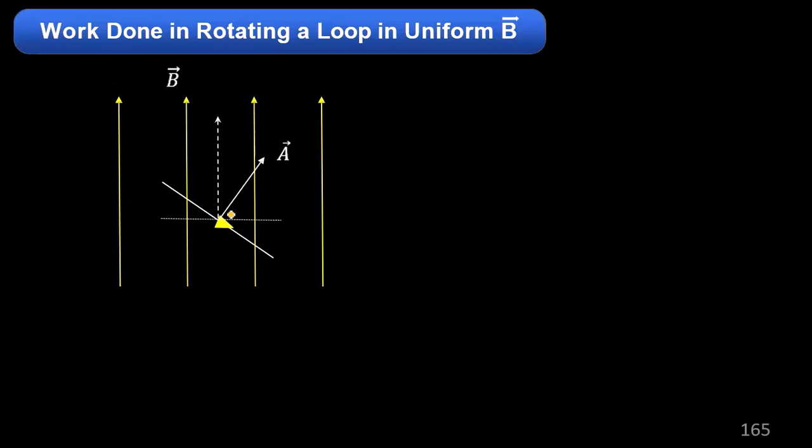Let us say this is the situation. Let us say this is the A vector. So A vector is nothing but along the M vector. Initially there is an angle between the M vector and the B vector. Let us say this angle is theta. So from theta 1 to theta 2 I want to rotate. Work done in rotating the coil, let us say from theta 1 to theta 2, I want to calculate what is the work done.